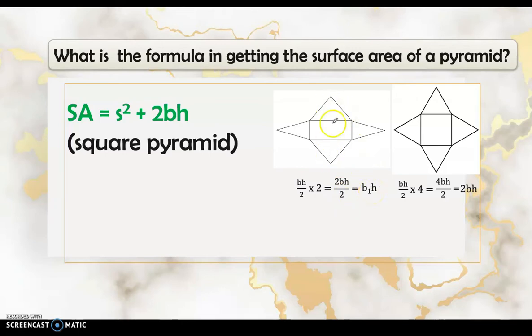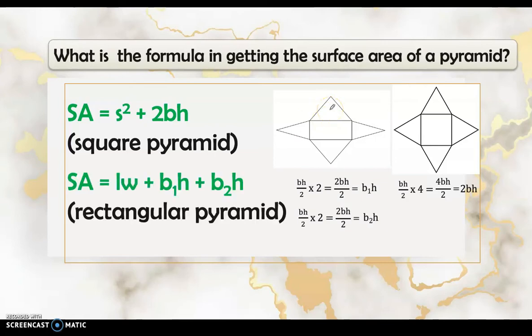Then how about these two triangles here? They are equal. So we multiply base times height divided by 2, multiplied by 2 since there are two equal triangles. Then simplify. It's going to be base 2 times the height. Okay, so this is the base 1 of the triangle and this is the base 2 of this triangle, or vice versa.